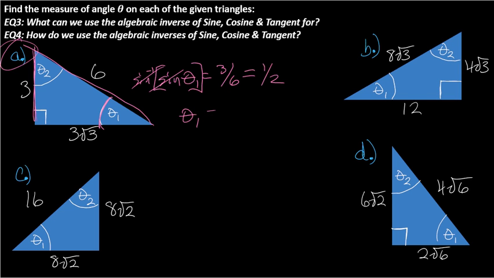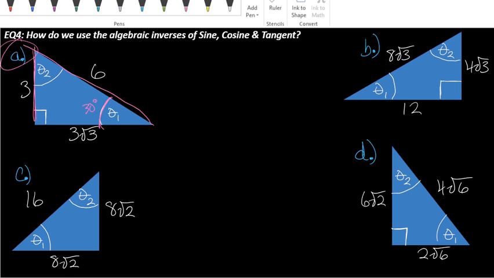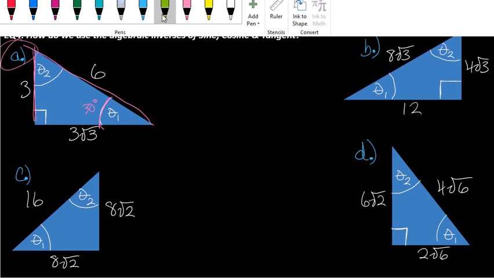That leaves me with theta 1 equals the arcsine of 1/2. And theta 1 must be 30 degrees. Okay, easy enough. So we found theta 1. Now let's find theta 2.